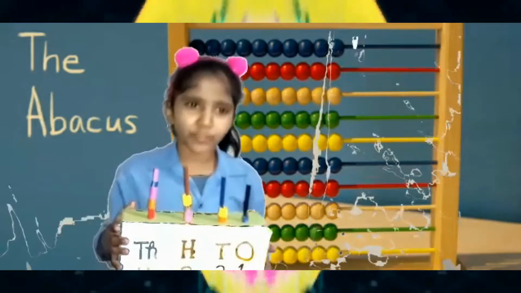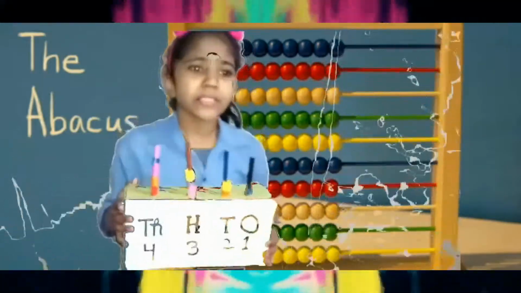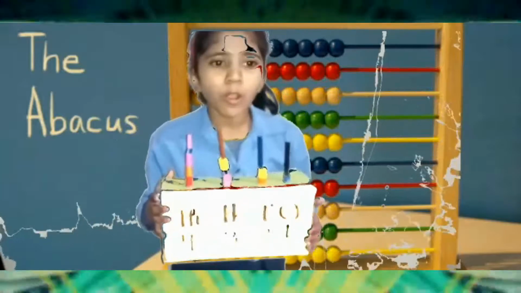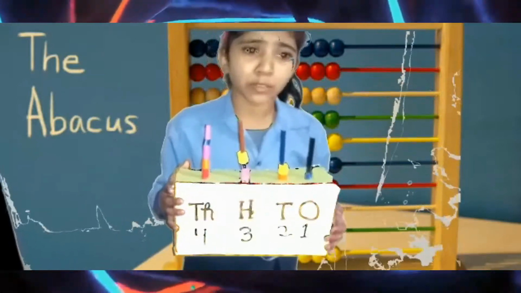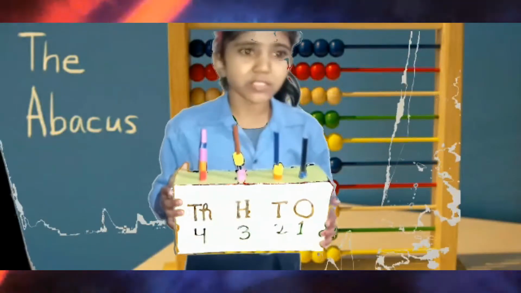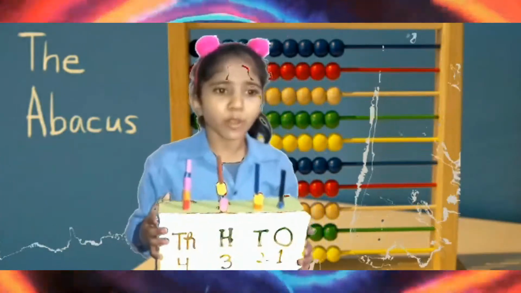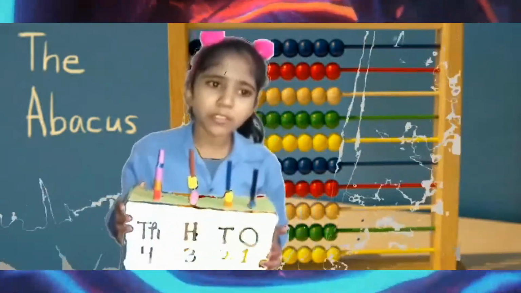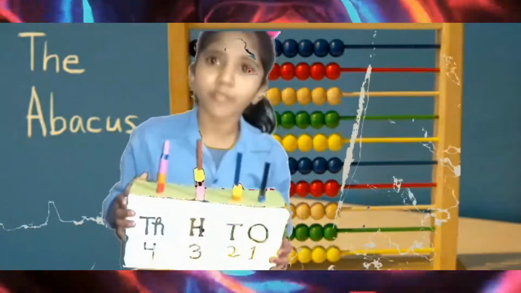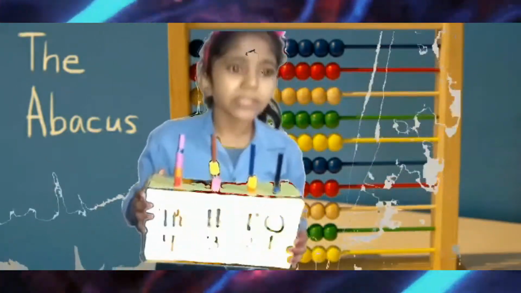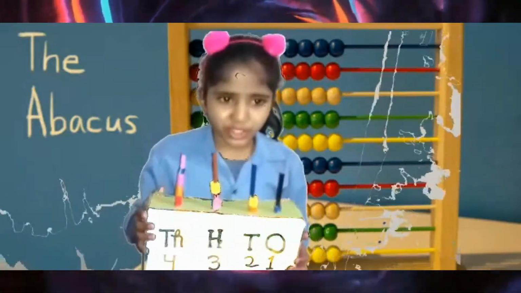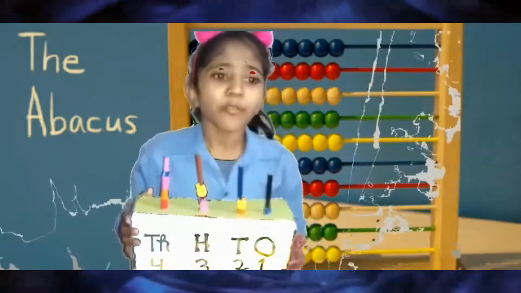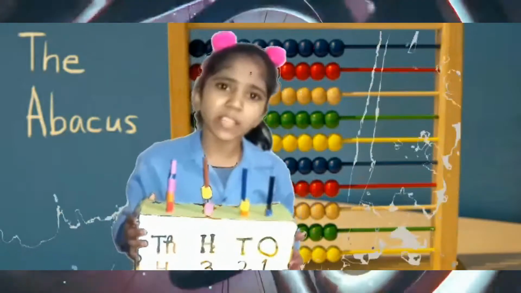Hello everyone, my name is Kanchana. I study in class 4A. Today I am going to represent my model on abacus, the first calculating machine. The first step towards computing was the invention of abacus around 3000 years ago in China. We can do simple calculation like addition and subtraction in abacus. It is considered the first calculating machine in the world.